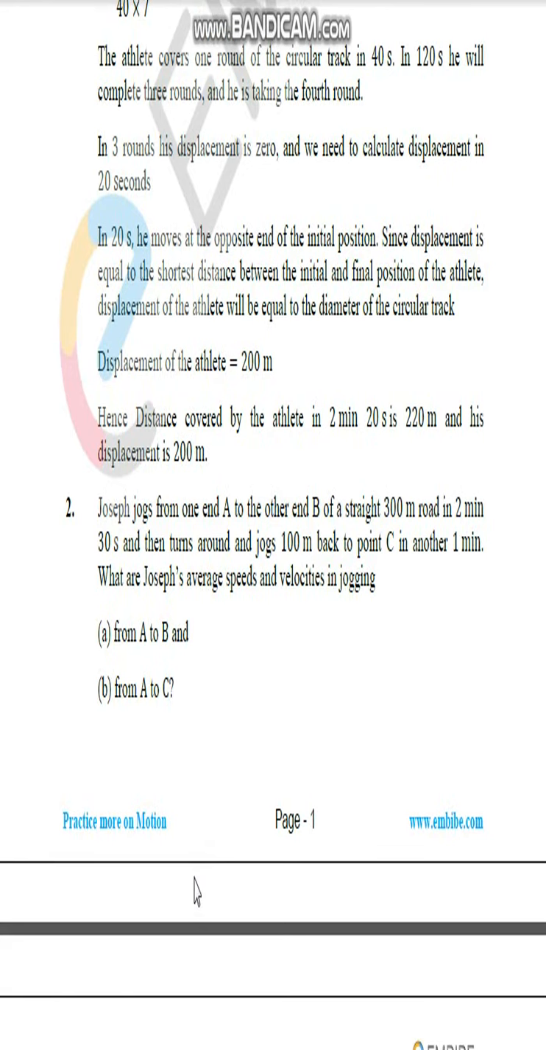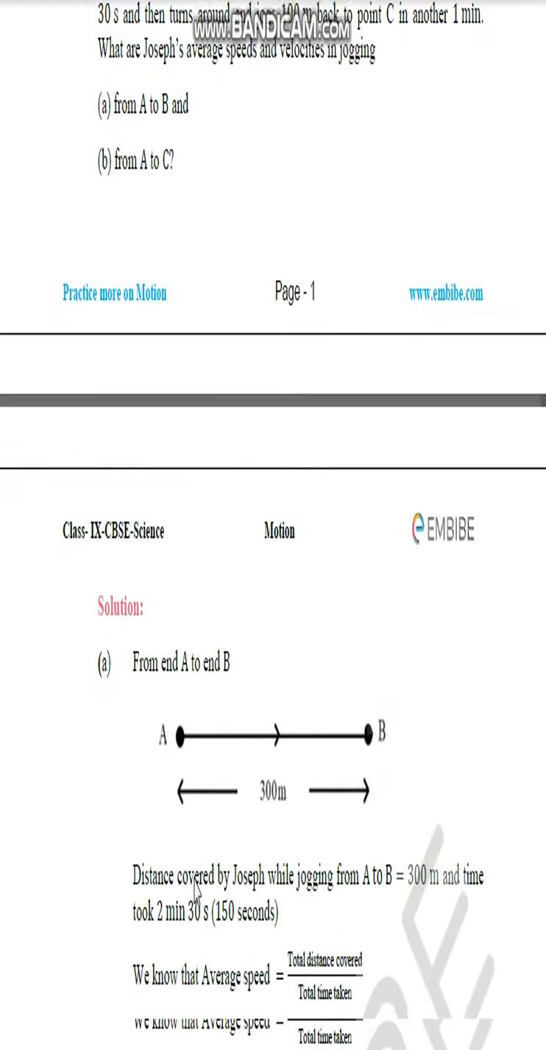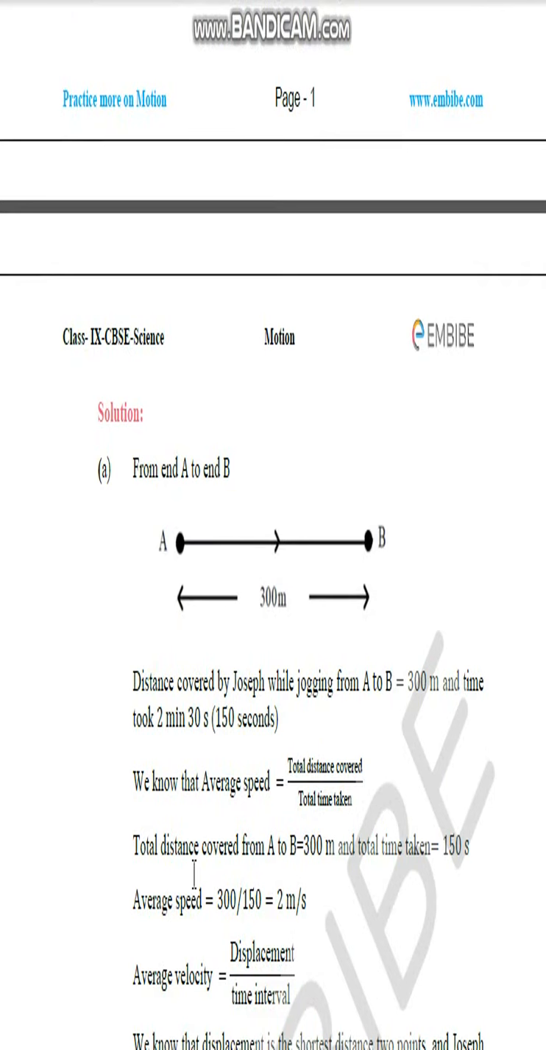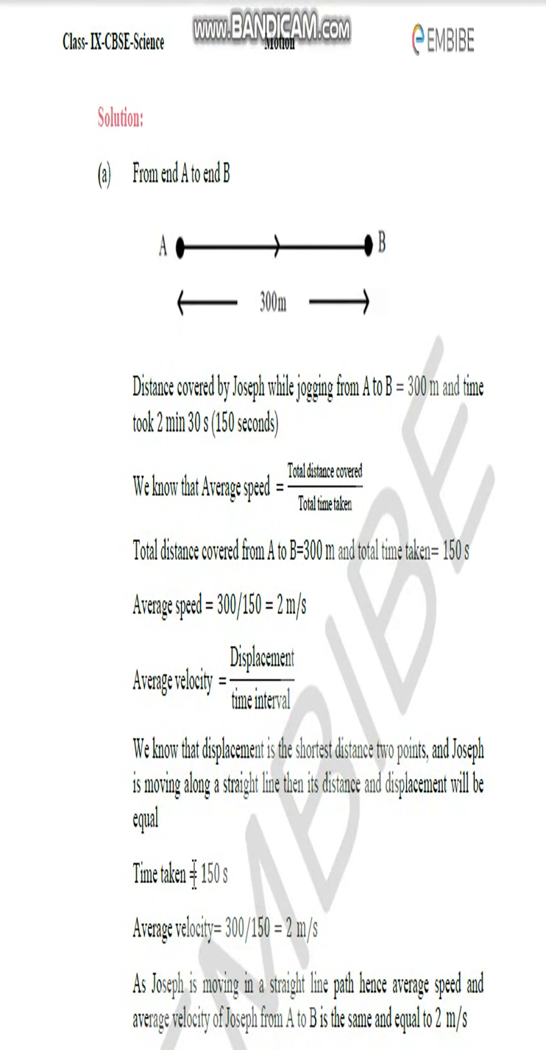Now I'll take part A to B and draw a diagram here also. From A to B, it's a total distance of 300 meters. The distance covered by Joseph while jogging from A to B is 300 meters and the time is 2 minutes 30 seconds. I'll break this into 150 seconds. I know the formula of average speed: total distance covered upon time taken. Total distance from A to B is 300 meters and time taken is 150 seconds. I'll divide 300 by 150 and get 2 meters per second.